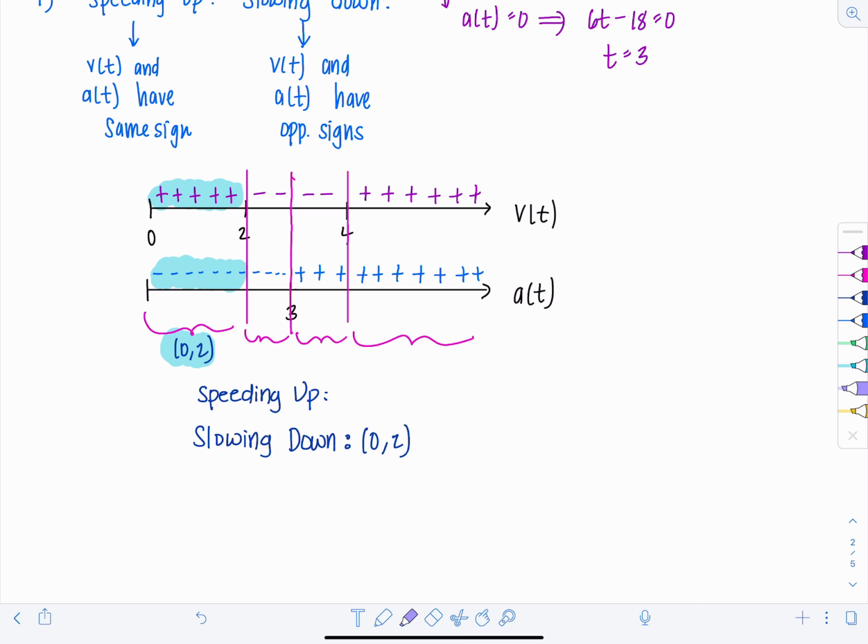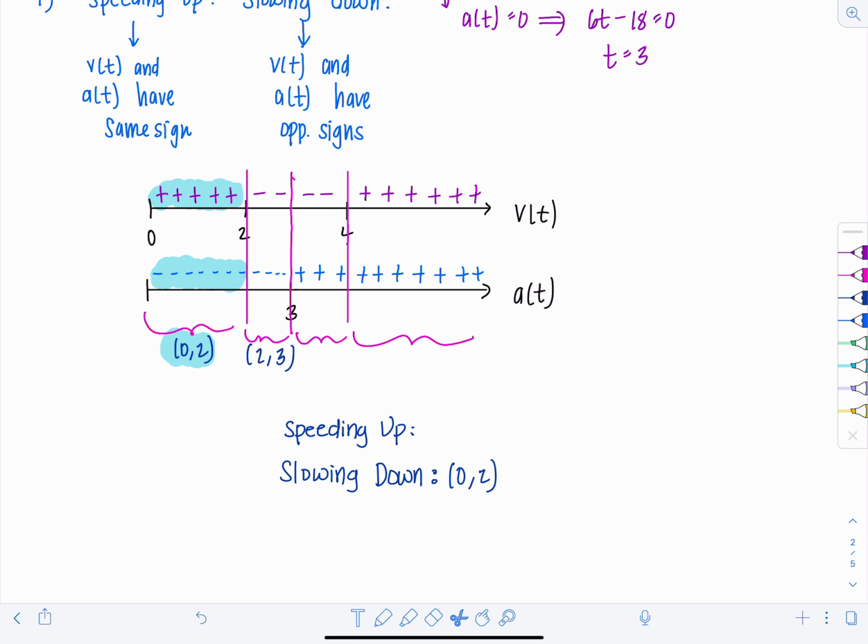Okay, next interval, let's look at, it's 2 to 3, right? Let me scoot this down so it's not so squished. Okay, 2 to 3. So velocity is negative, acceleration is negative. They have the same sign. That means the particle is speeding up. Beautiful. Next interval is from 3 to 4. Velocity is negative, acceleration is positive. They have opposite signs. That means it's slowing down. So that's from 3 to 4.